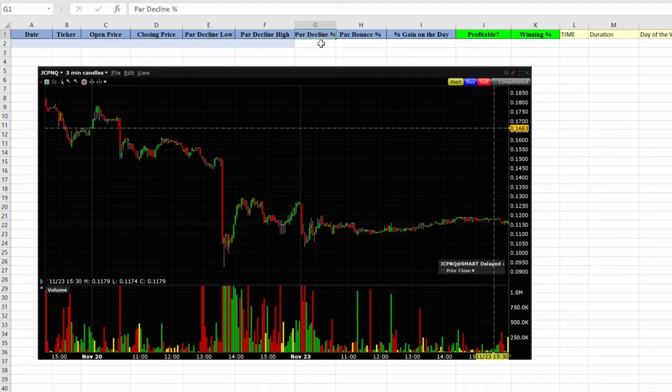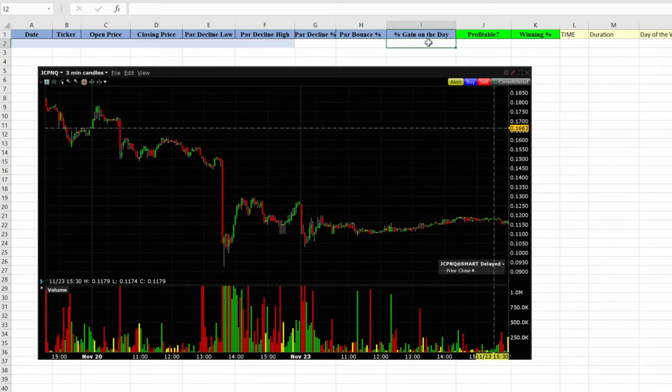Now parabolic decline percentage is how much the stock declined from the open, so from here, percentage wise. So you have to calculate it and put it in a cell. Parabolic bounce percentage is the percentage value of the bounce from the lowest point of your drop, so it's here, to the bounce top, so right here. So again, percentage wise, how much was the bounce.